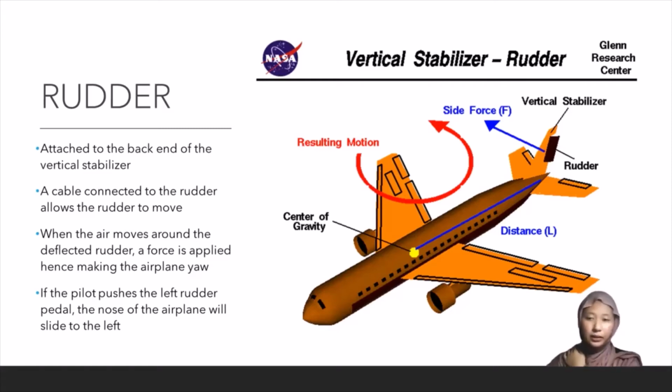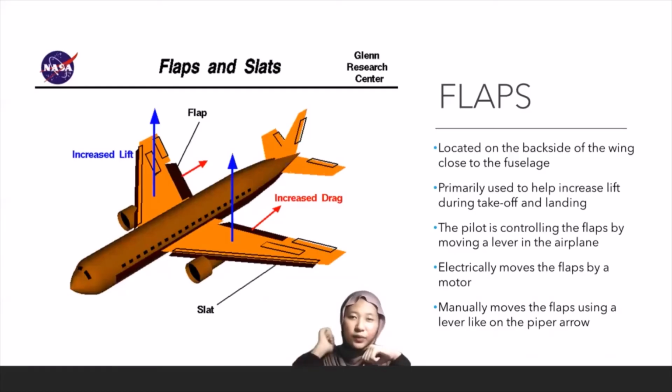Basically, the pilot uses the rudder in coordination with the ailerons to turn the airplane. That is the rudder's function.